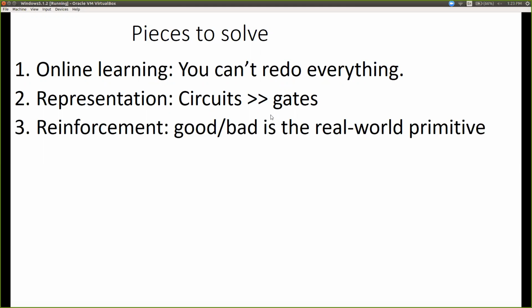Okay, so another primitive necessary is reinforcement. And this is sort of different from supervised learning, because in supervised learning, you have, this is the right thing to do. In reinforcement, you just have kind of good, bad. And I guess the claim here is that good, bad is a more realistic real world primitive. If you limited yourself to only this-is-the-right-answer type of solutions, you just wouldn't be able to learn in many situations where the only feedback that you get is good, bad types of feedback.